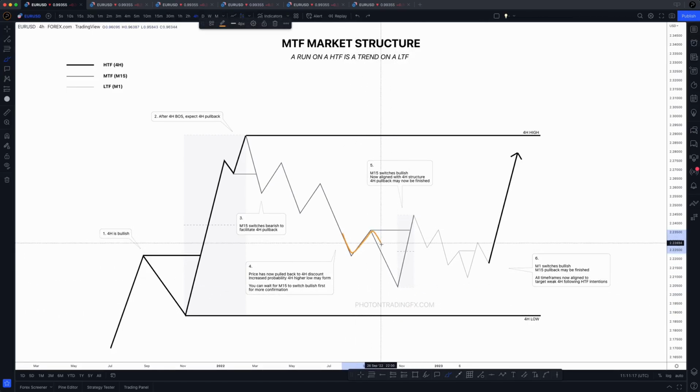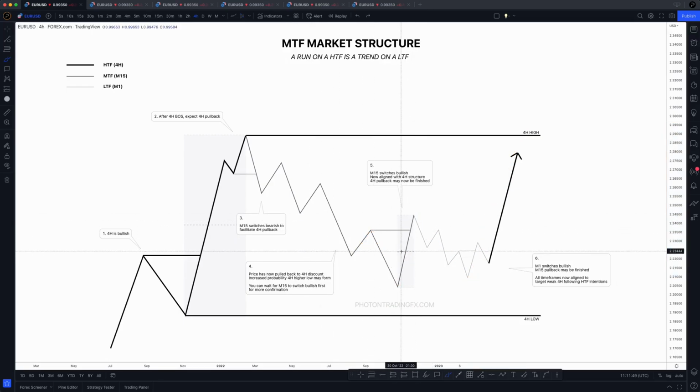Well, you can wait for the M15 to switch bullish. So in this case, it switches bullish. That's a very strong indication, not a guarantee, but a very strong indication that the 4-hour high low may now be forming, right? So the M15 switches bullish. And now we can look to try and catch the M15 pullback, right? To capture that M15 high low, because now the M15 is aligned bullish with the 4-hour swing structure. And now we can look to capture this M15 high low to target the weak 4-hour high, because we have that full structural alignment where the M15 is aligned with the 4-hour chart, right?